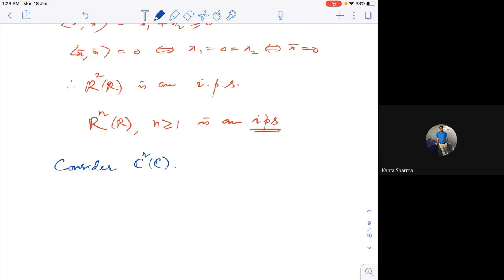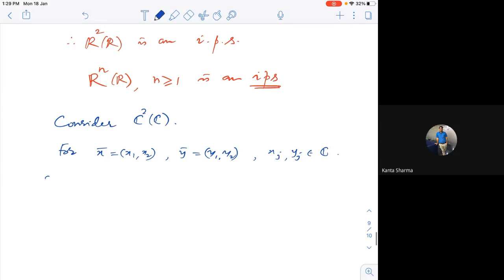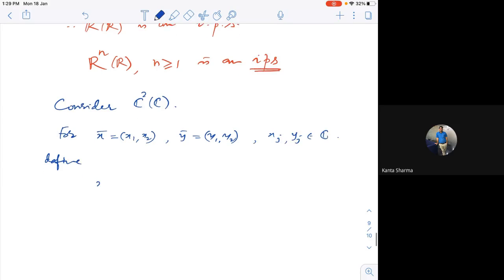For x bar equal to x1 comma x2, y bar equal to y1 comma y2, C square let us take for that matter to illustrate this easily, where of course the xj's and yj's are complex numbers. Define this particular product x bar, y bar to be x1 y1 conjugate plus x2 y2 conjugate.